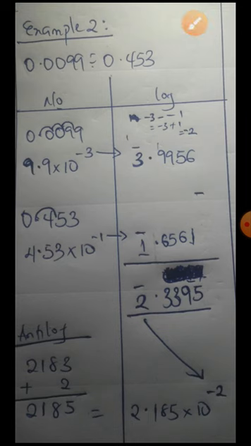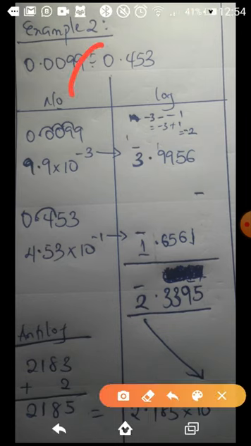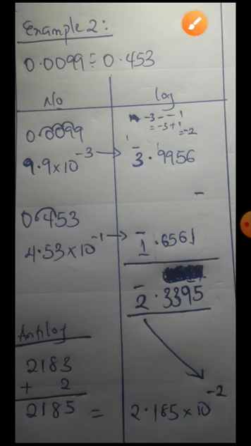Next, because we are dividing in the number part, we subtract in the logarithm part. 6 minus 1 is 5. 5 minus 6, you can't subtract that, so you borrow 1 from 9. 15 minus 6 is 9. What will be left there is now 8. 8 minus 5 is 3, and 9 minus 6 is 3.